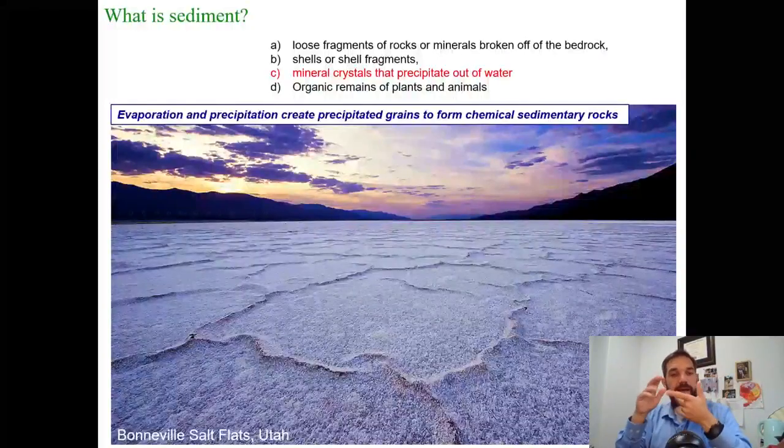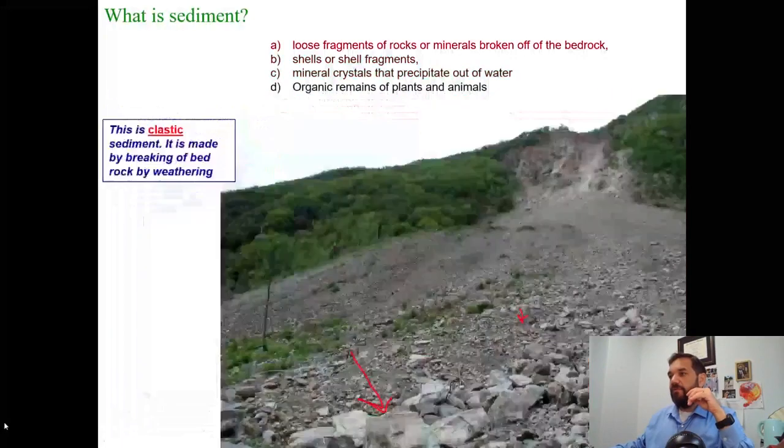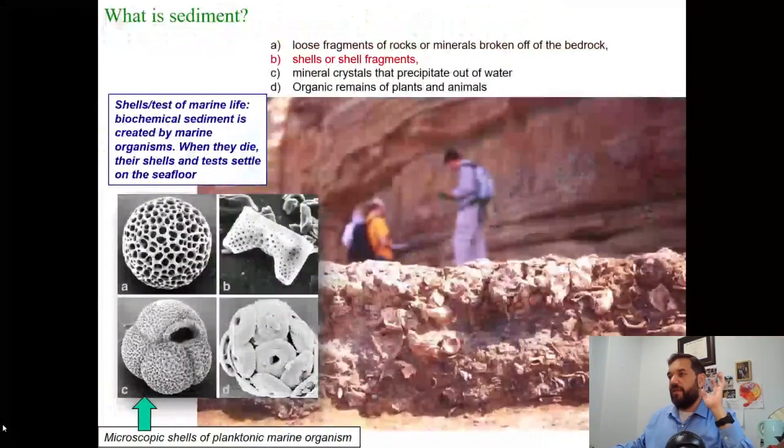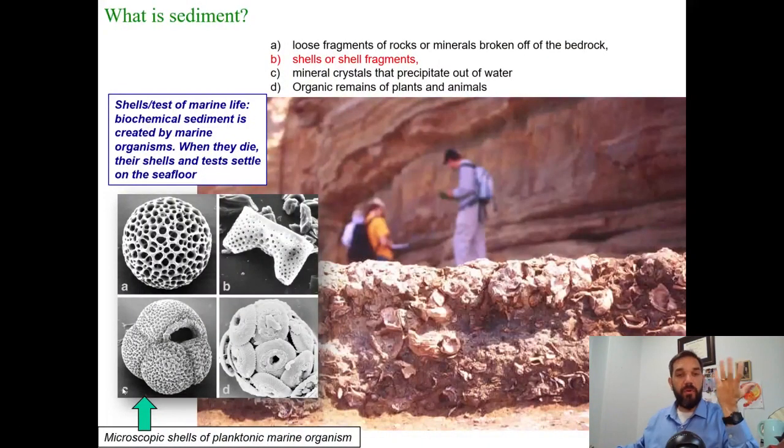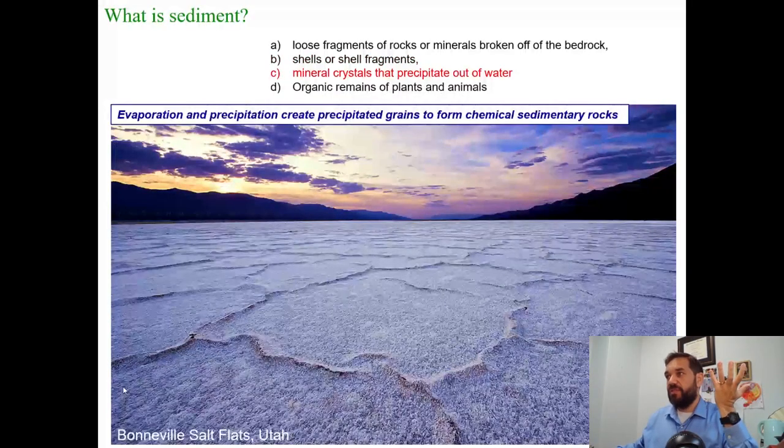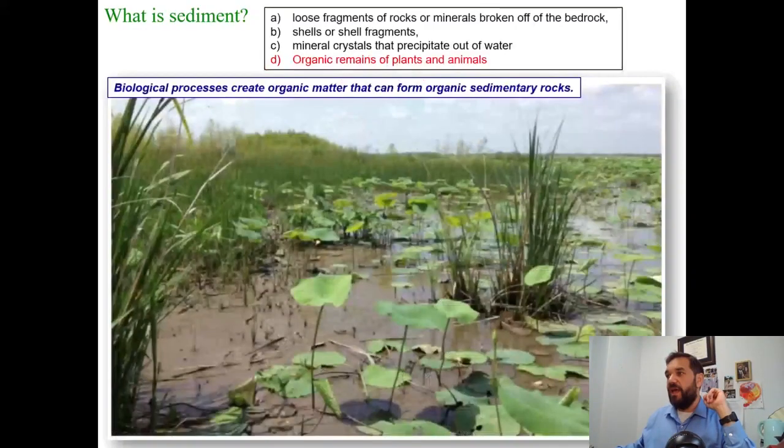Okay, so we have the clastic sedimentary rocks. Those are made out of little bits of rocks and minerals. We have the biochemical sedimentary rocks. They're made out of shells and shell fragments of marine life. We have the mineral crystals that precipitate out of water. We call those the chemical sedimentary rocks. And then, of course, we just have plain old organic matter.